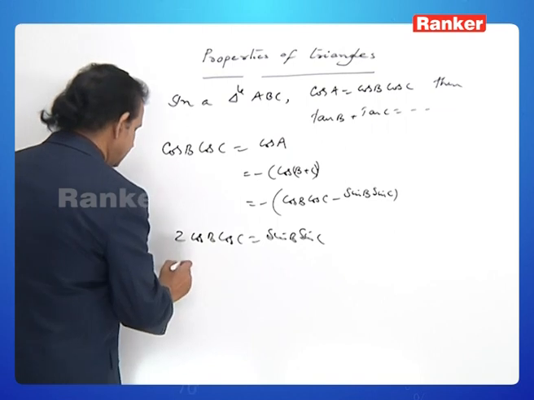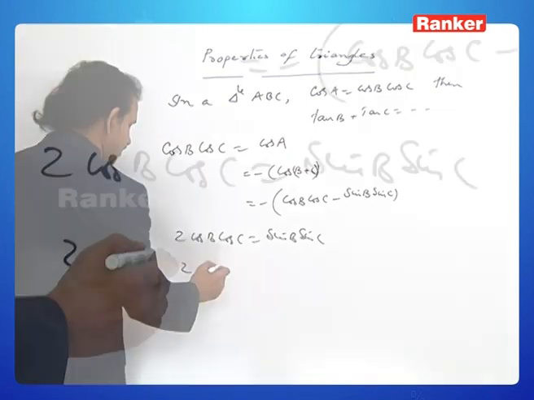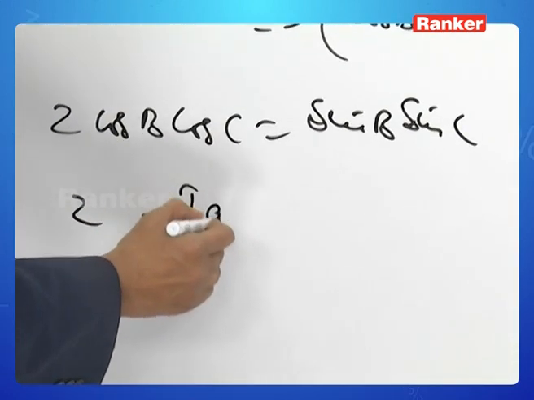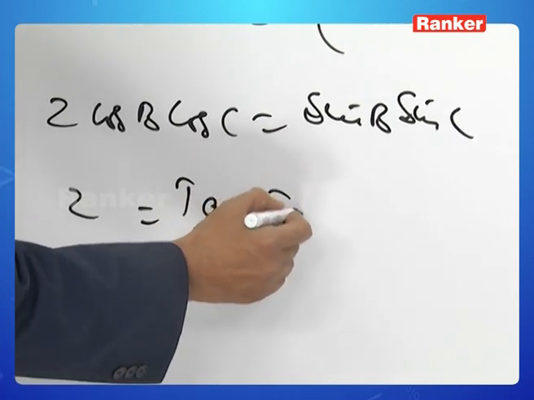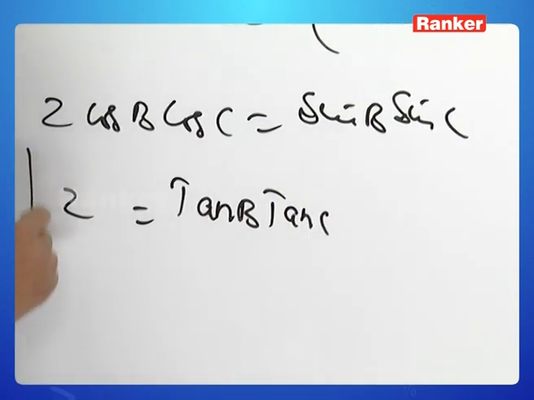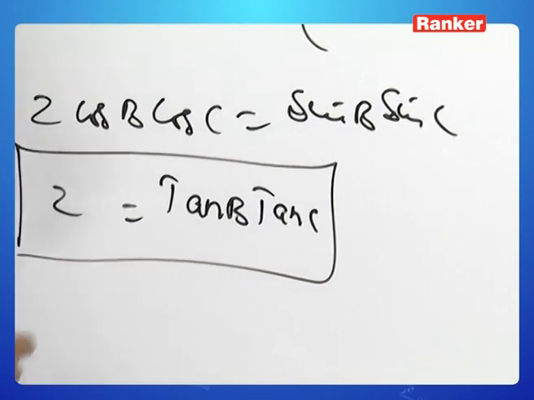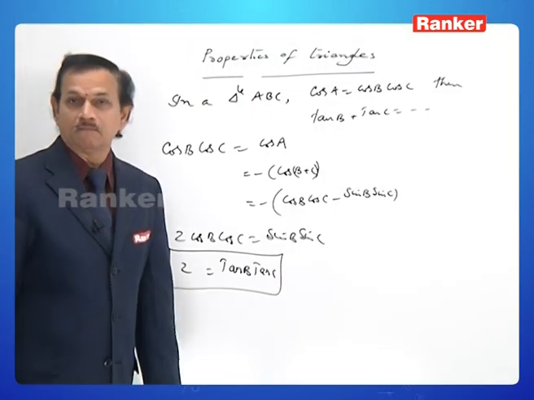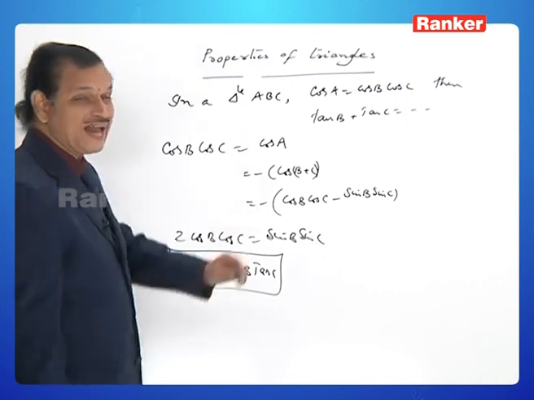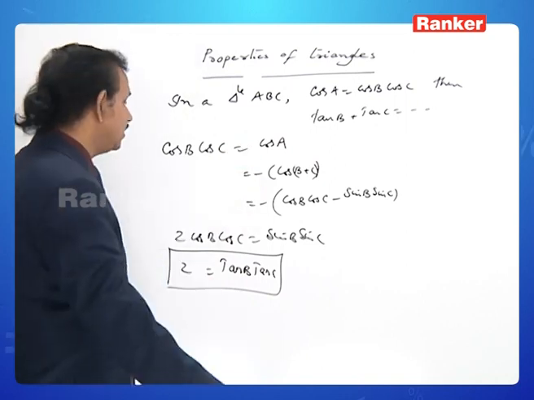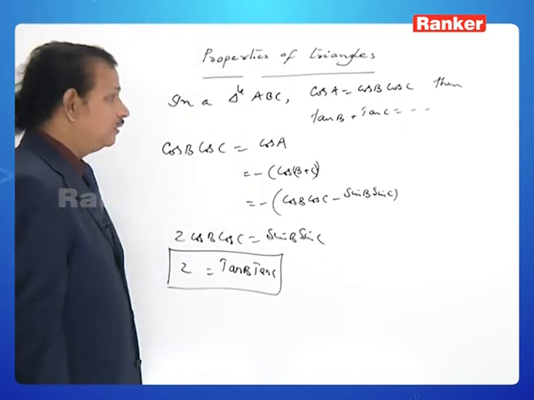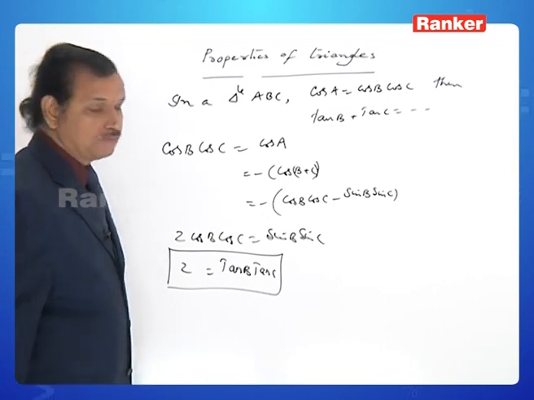Well, my dear, you send cos B cos C to that side so that you have 2 is equal to tan B into tan C. Well done. What is the value of tan B into tan C? It is 2. But you see, we require tan B plus tan C, but not tan B into tan C. Well, you may have to use one more result.